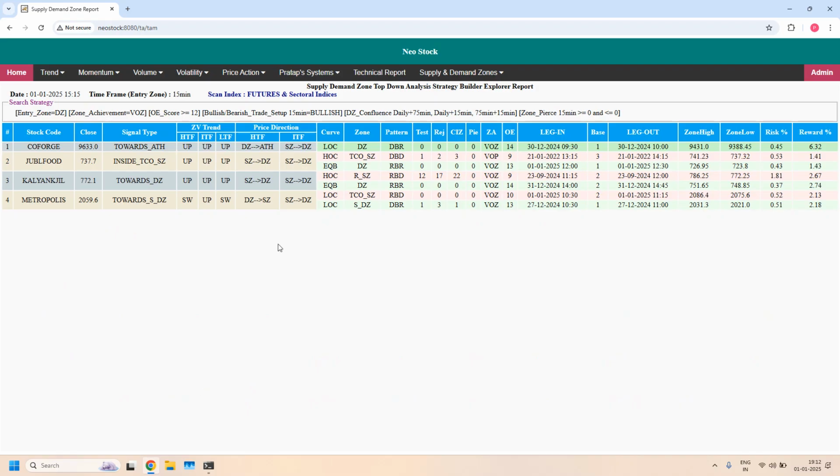In these 4 stocks, these 15 minutes demand zones are part of the 75 minutes demand zone. Again, both together are part of the daily demand zone. And daily trend is up in all these stocks except the 4th one. You can ignore the 4th one. In the first 3 stocks, if any of the daily demand zones are having daily EMA confluence, they are even more high probability trade setup supported stocks.